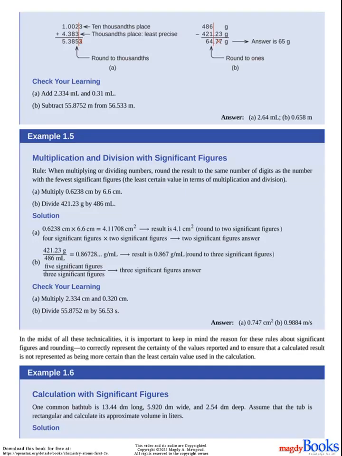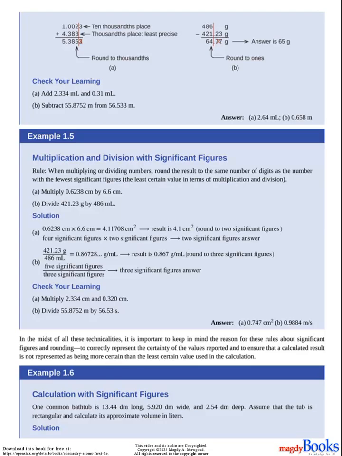Check your learning. A. Multiply 2.334 cm and 0.320 cm. B. Divide 55.8752 meter by 56.53 second. Answer. A. 0.747 cm squared. B. 0.9884 meter per second.